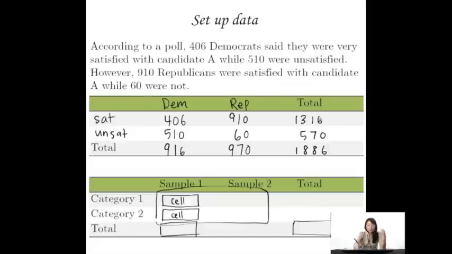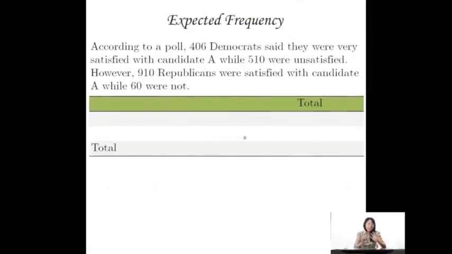And we know how many people were satisfied, how many people were unsatisfied. We also know how many Democrats we have and how many Republicans we have, and all the different combinations, right? Democrats who are satisfied, Democrats unsatisfied, Republicans satisfied, Republicans unsatisfied. So this is a great way to set up your data, because that's really going to help you figure out expected frequencies, which is a little bit more complicated to figure out in tests of homogeneity. Not too much more complicated, but just a little bit more.